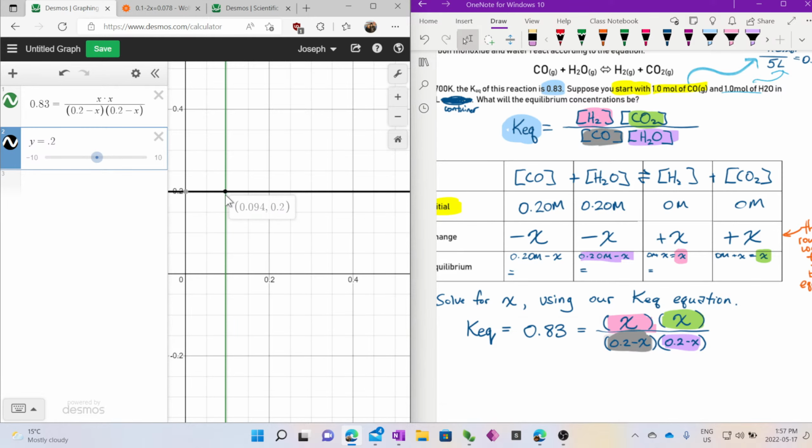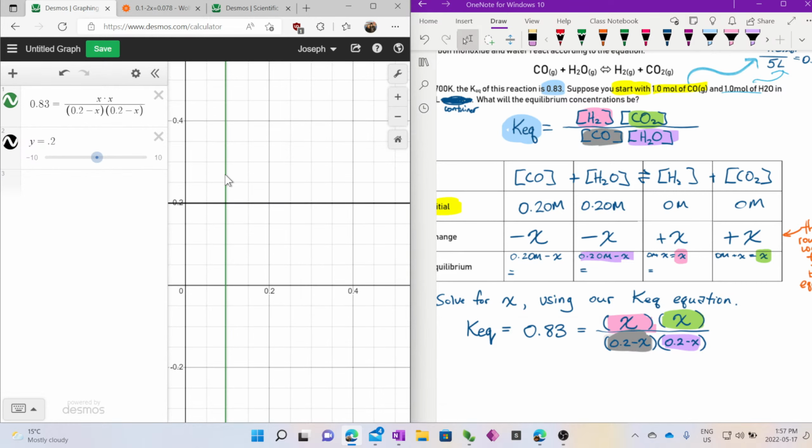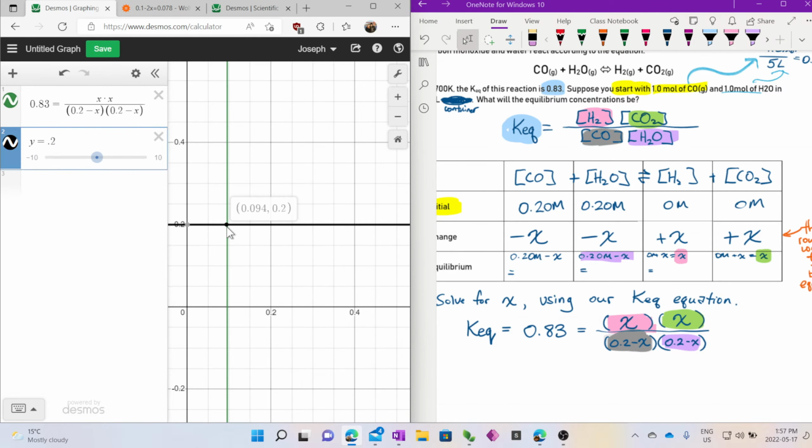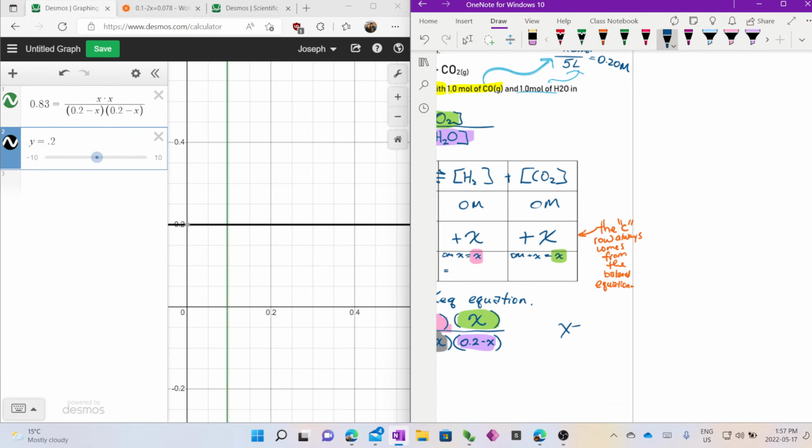Intersection. Why in God's name is it not giving me a value for that? Well, anyway, it looks like 0.095. Can we all see that? So I can say, okay, using superpowers, x equals 0.095.